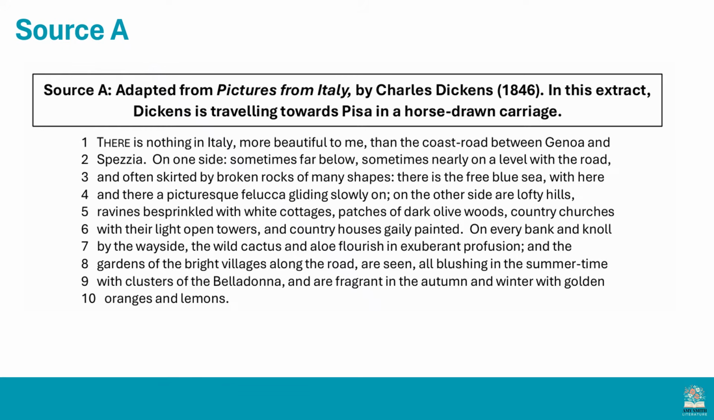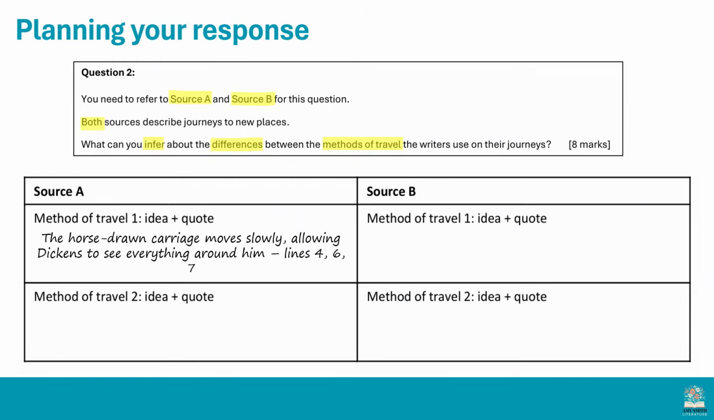It's a horse-drawn carriage. And then we've got a long paragraph that describes what Dickens sees from the window of this carriage. He talks about the blue sea, he talks about how the landscape is gliding slowly on, and then he goes into an awful lot of detail about the plants that he can see from the window of his carriage. So I'm going to put in my table that the horse-drawn carriage moves slowly, allowing Dickens to see everything around him. I'm not going to put in the full quotations, I'm just going to jot down the line numbers, so it's lines 4, 6 and 7.